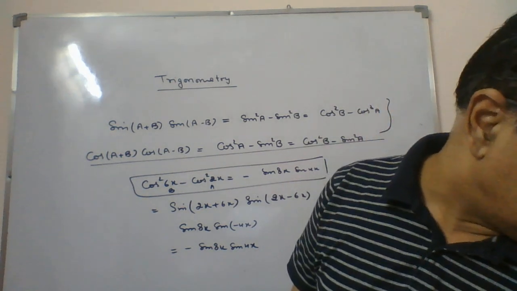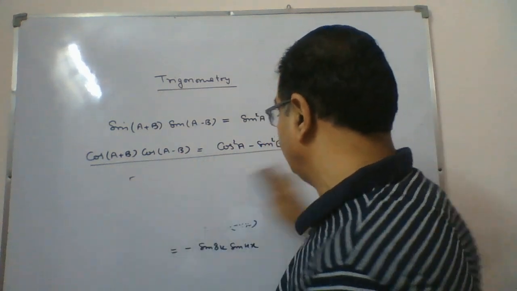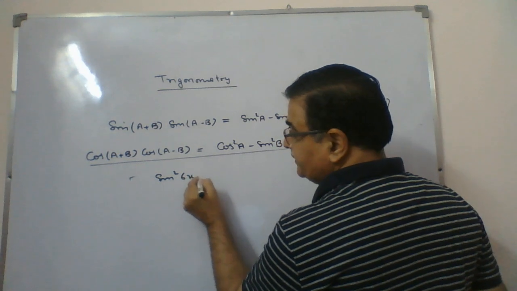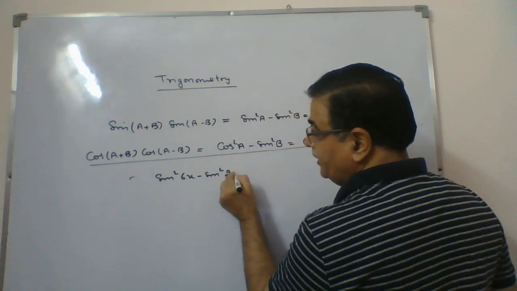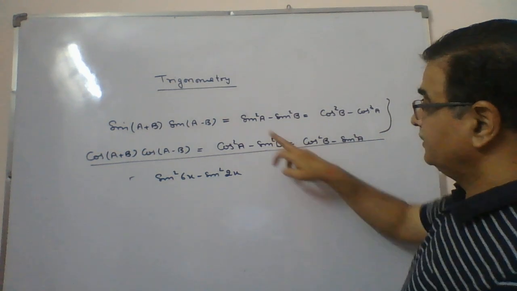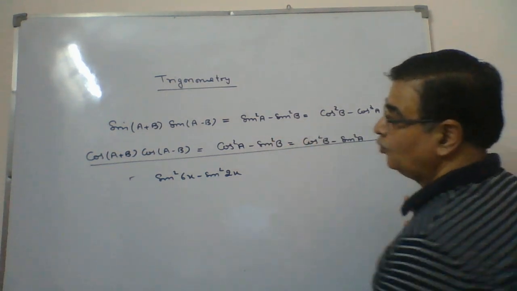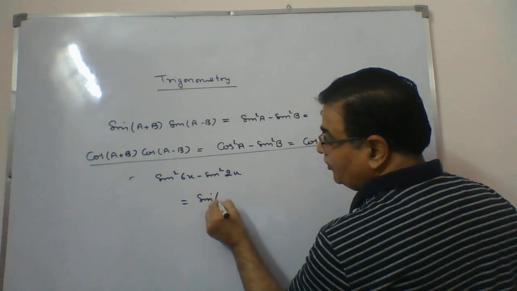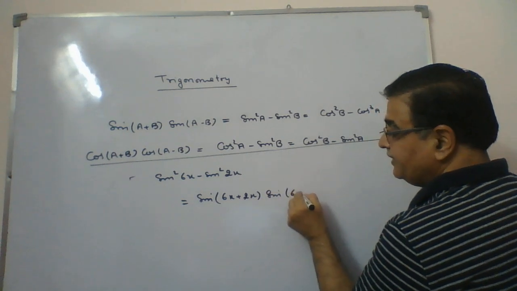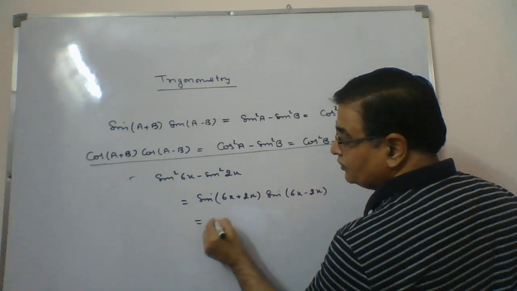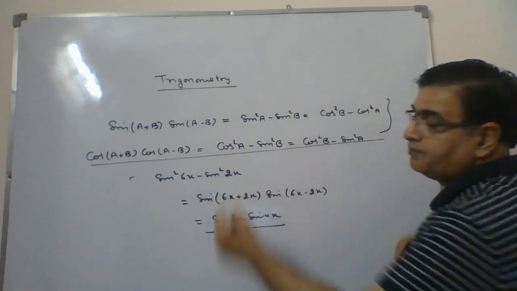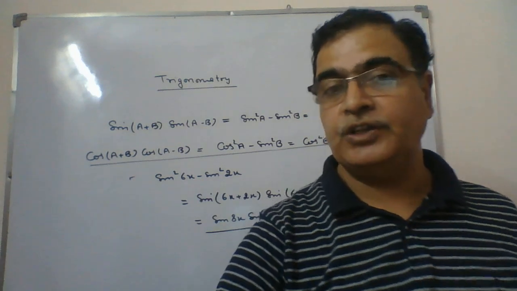One more question is there. Sine squared 6x minus sine squared 2x. Please find out what the value is. We want this to convert into product form. Sine square A minus sine square B, what does the formula say? Sine of 6x plus 2x, then sine of 6x minus 2x. When you solve it, sine of 8x, and then this will come out to be sine 4x. That's good. Next time we'll continue with this result.